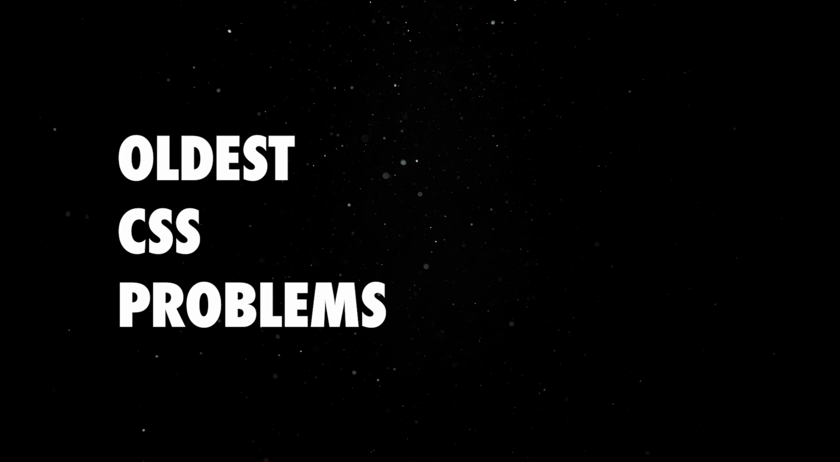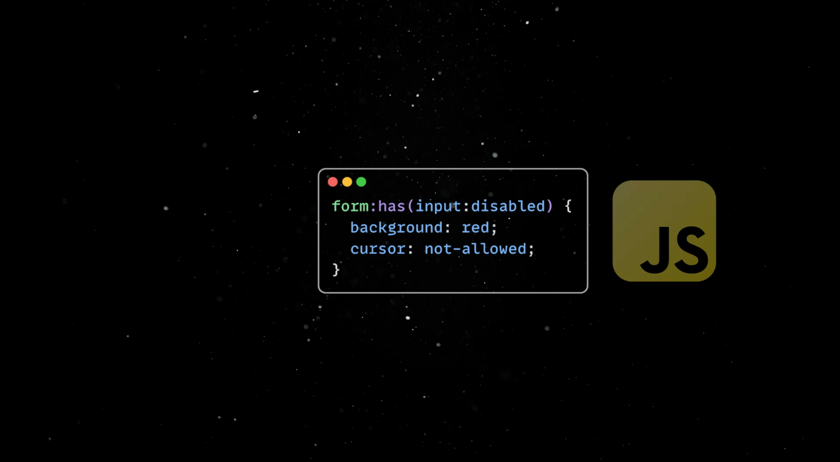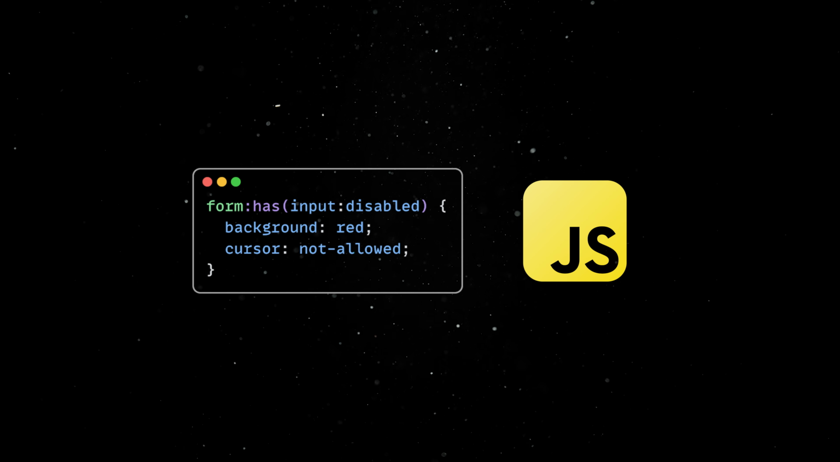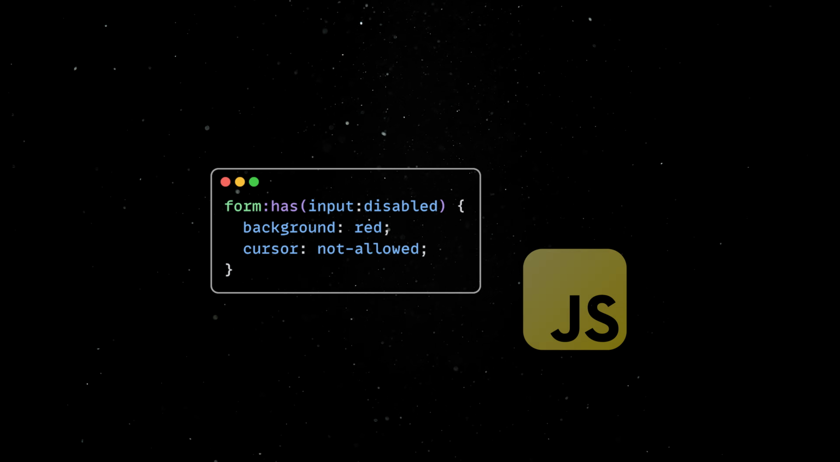Another feature I am really excited about is the has selector. This one solves one of the oldest CSS problems, styling parent elements based on the state of its children. In the past, you had to fall back on a JavaScript workaround for such scenarios, but now you can easily add in your styles natively and remove a potential JavaScript dependency.